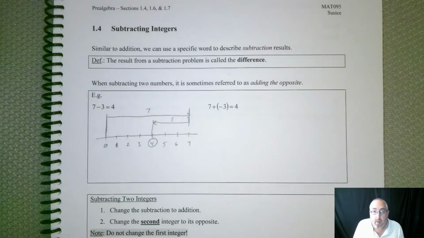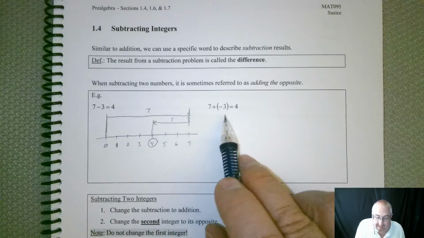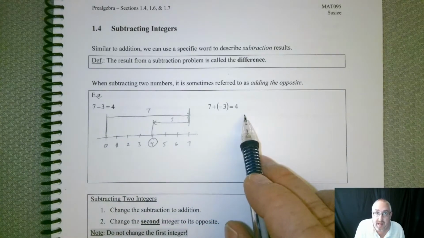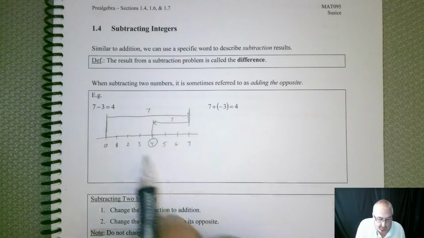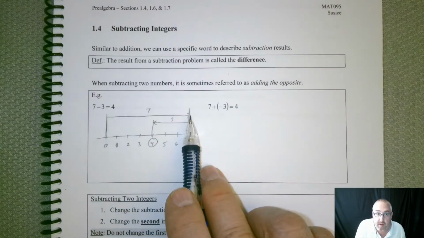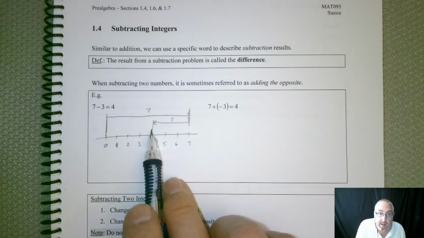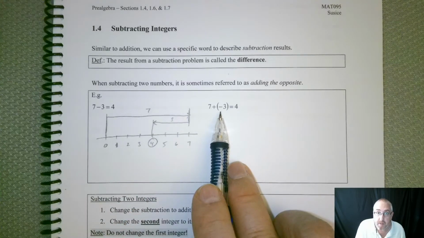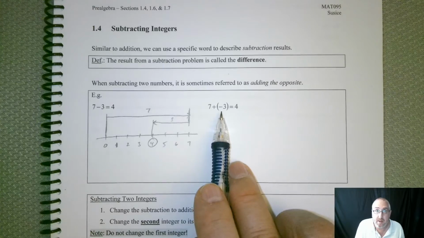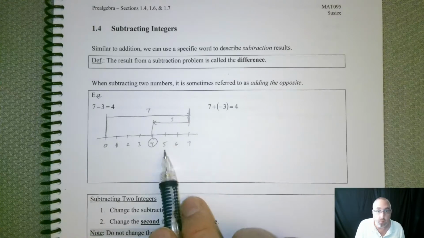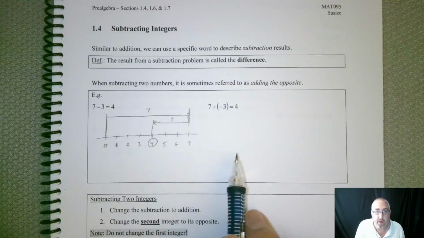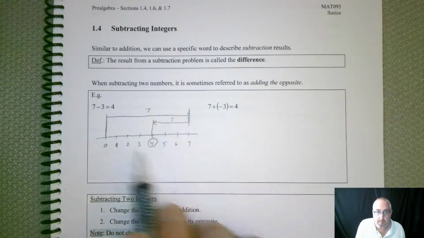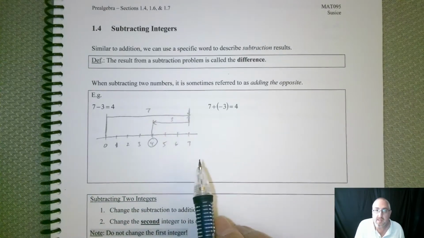Now it turns out the pathway for 7 plus a negative 3 is going to be the exact same pathway. We're going to be going to the right 7, and then we're going back to the left because it's a negative 3. It's going back to the left 3 units. So we're really doing the same path, so I'm not going to draw it again. But that's why it's the same.